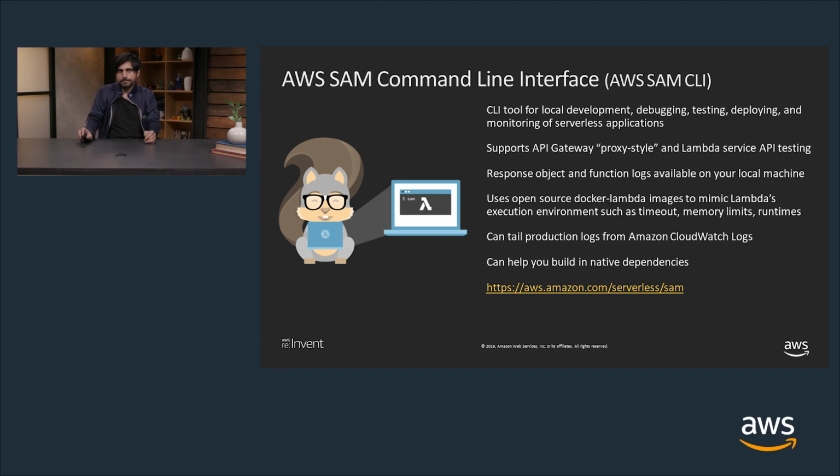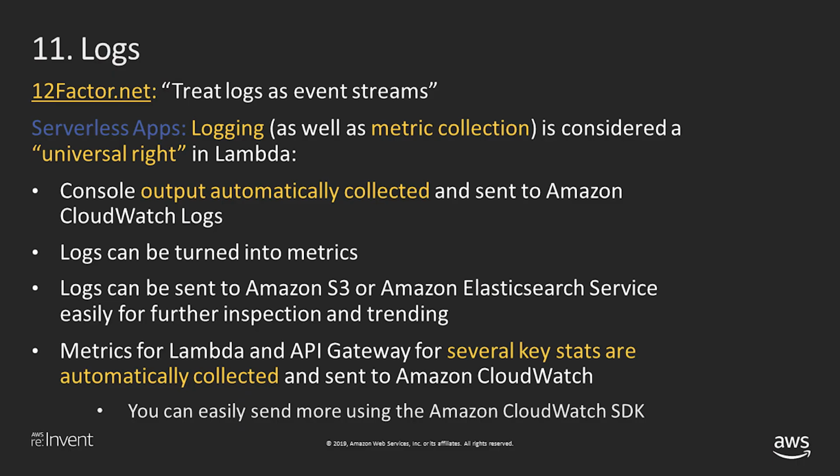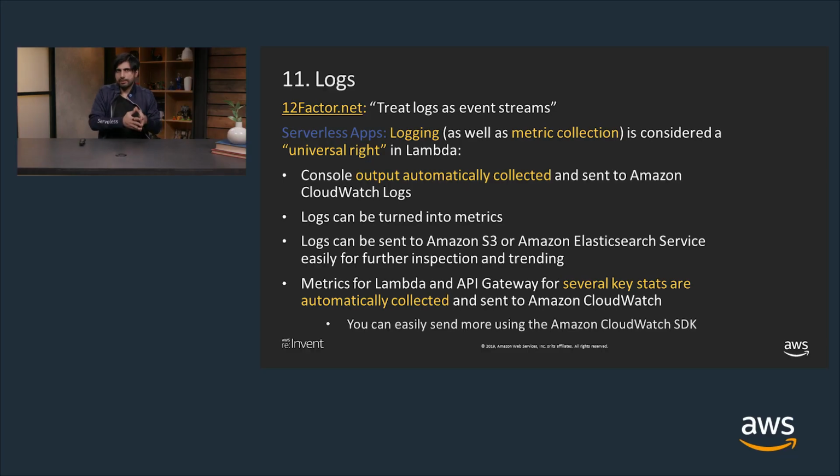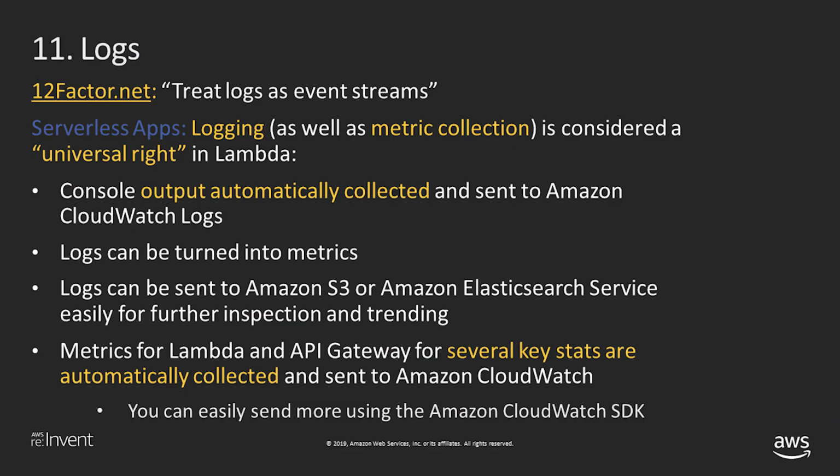Factor 11, logs. Treat logs as event streams. Logging, we believe at AWS, is a universal right, especially with Lambda functions. Any console output is automatically collected and sent to Amazon CloudWatch Logs. And from there, these logs can be turned into metrics, and they can also be sent to S3 or Amazon Elasticsearch. And you can do all sorts of further inspection, querying on your data.